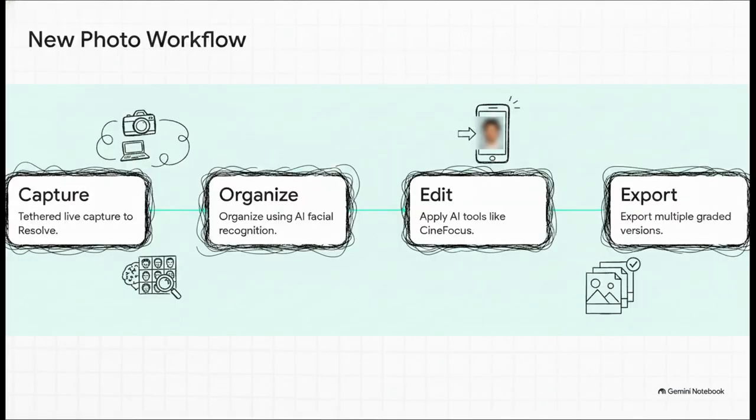They also introduced a dedicated photo page, fully integrating still photography right into the video pipeline. The workflow is incredibly sleek. You can do a live tethered capture right into the software, organize your shots using AI facial recognition, and then apply some wild effects. For instance, the AI tool Cinefocus can take a really flat, basic smartphone snapshot, generate a depth map, and instantly turn it into a stylized cinematic masterpiece with a simulated shallow depth of field. From there, you just effortlessly export multiple versions and grading options.